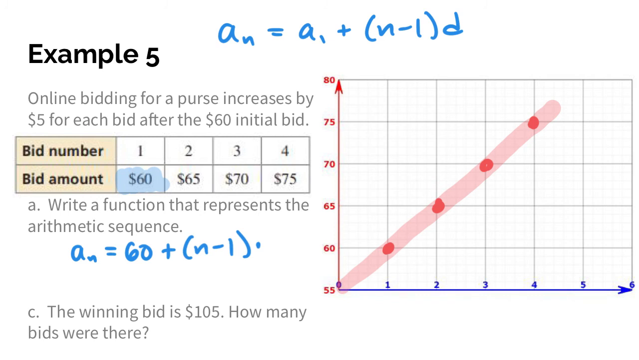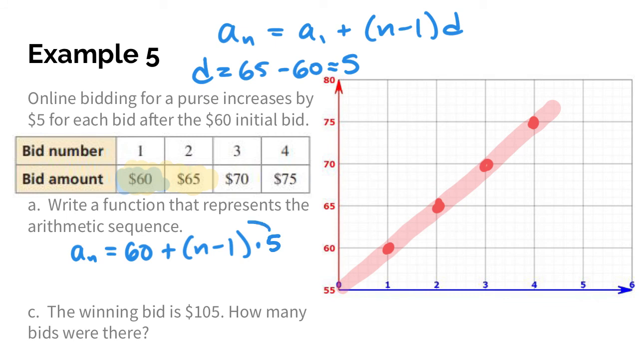So again, for the common difference, what I'm going to do is look at the first two terms. So I have 60 and 65, and what I want to do is subtract those two terms to find a common difference. I'll show that above here. So my common difference would be 65, the second term, minus the first term, which is 60. Subtracting those two, I would get a common difference of 5. And again, notice that 5 simply represents that it's going up $5 each bid. So I'm going to multiply by 5 at the end.